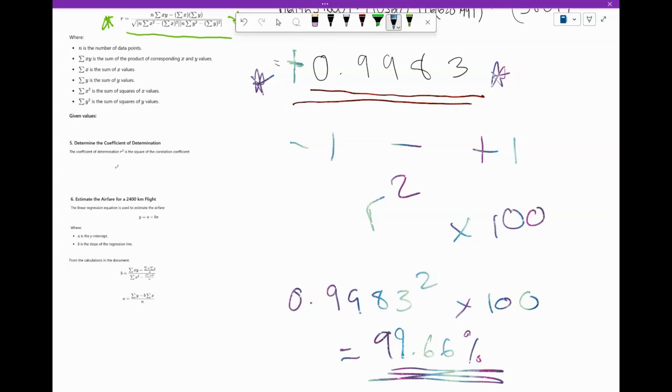So your coefficient of determination lets us know how much of your y variable is explainable by your x variable. So we can say the distance can account for 99.66% of the change in your airfare price. Does that make sense? Okay, so as she was saying, it's a very strong association. All right?